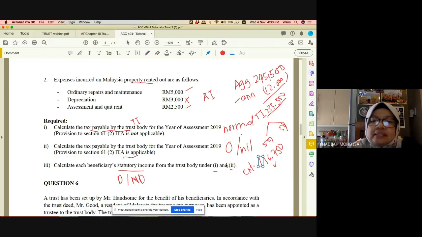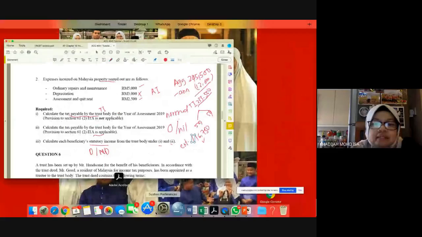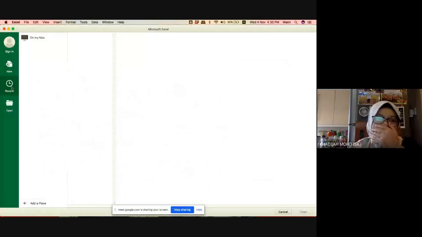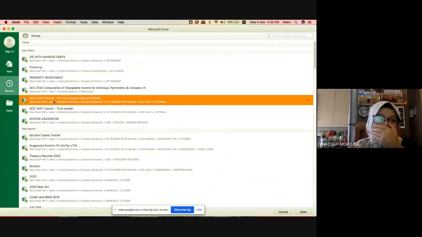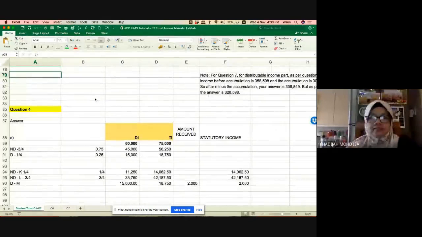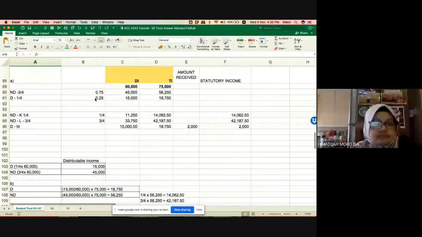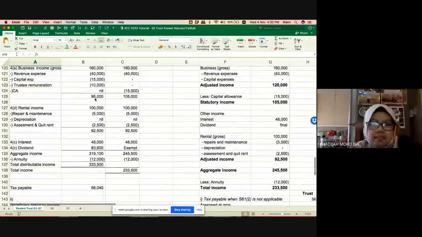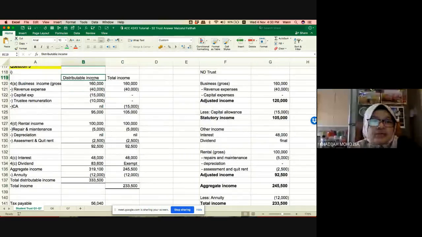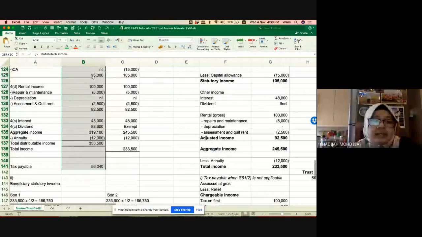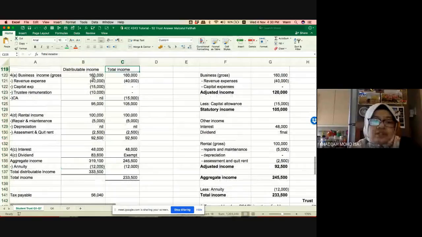So how is your, I lupa nak buka I punya, sekejap ya, I try buka. Okay, mana question number 5? Okay, kat sini apa? 2, sama tak? 2, 3, 3, alright. In this case, you are not actually required to compute distributable income. So actually you don't have to have this pun. Okay, you don't have this one, no need. Don't compute because you are not required pun to compute distributable income. Okay, so your 233 is your total income of the trust.